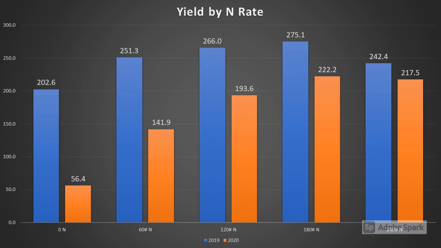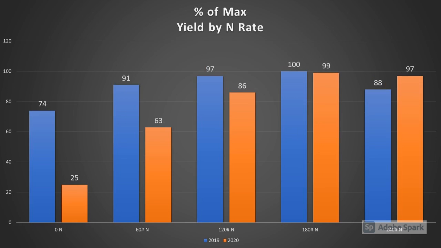I would say 2020 has been the lowest yields I've seen at the lower nitrogen rates versus previous years that I have done this trial.